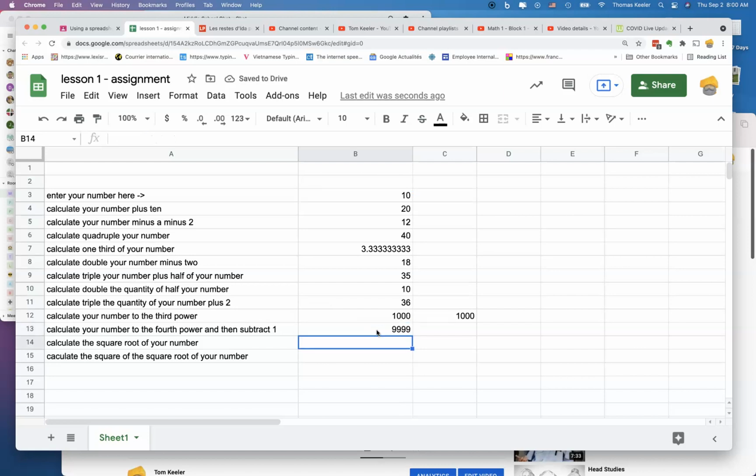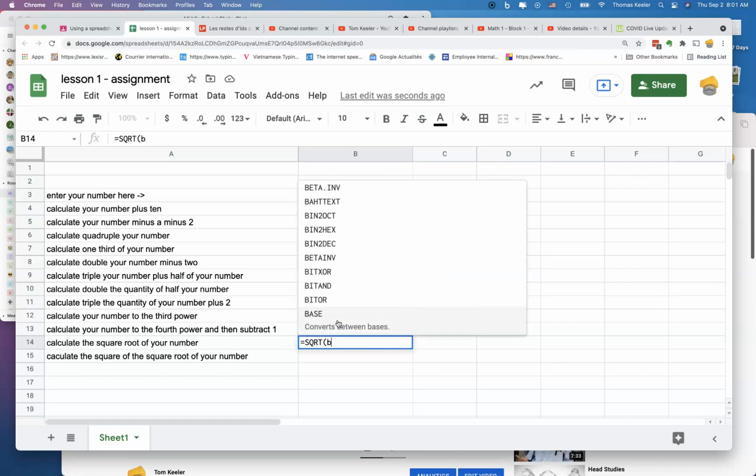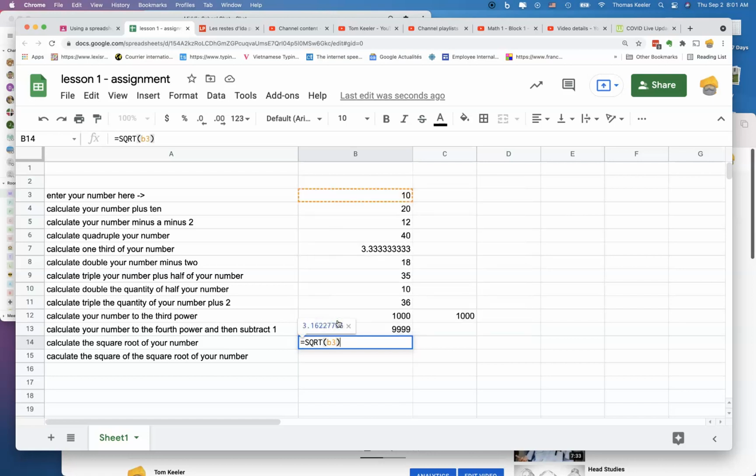Calculate the square root of your number. So we don't really know. You're like, well, what is that, right? So you say, well, how about if I type in SQ, and you say, oh, look, there's our square root, SQRT. So we're just going to say, what do we want of? Well, let's give our B3, our favorite location, and there it is.